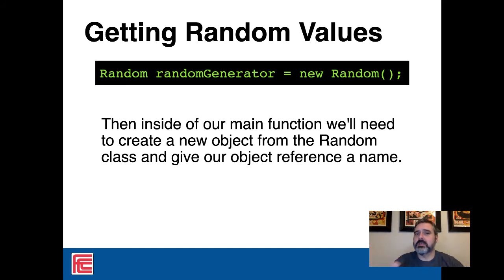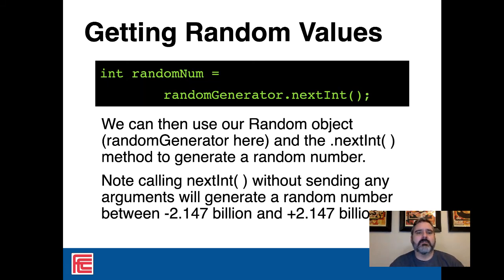We can then use this same object to create as many random numbers as we want, but we need to call a method on that random generator in order to get it. The method that we're going to call is nextInt, or there's a couple other ones, but nextInt. So nextInt is going to give us a random number, but a very large one, somewhere between like negative 2 billion and positive 2 billion. And that's going to be our random number, or randomNum in this case.